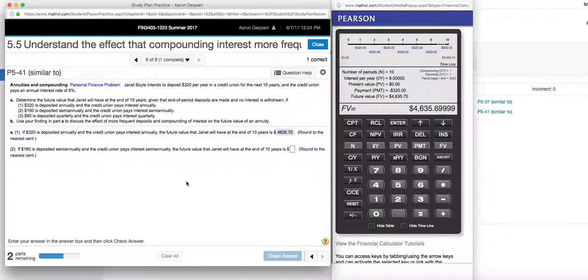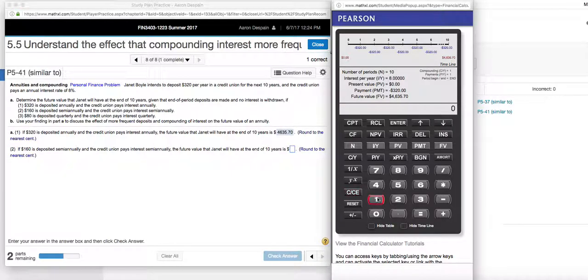Okay, so now what if instead of $320 deposited just one time a year, what if it's split up between two deposits? So what if $160 is deposited twice a year? What's going to be the future value that Janet will have at the end of 10 years? So what we do is we just need to change some of our inputs. So let's clear that line. And so 160 negative will be our new payment. So instead of $320, it's going to be $160 twice a year. So that'll be our new payment.